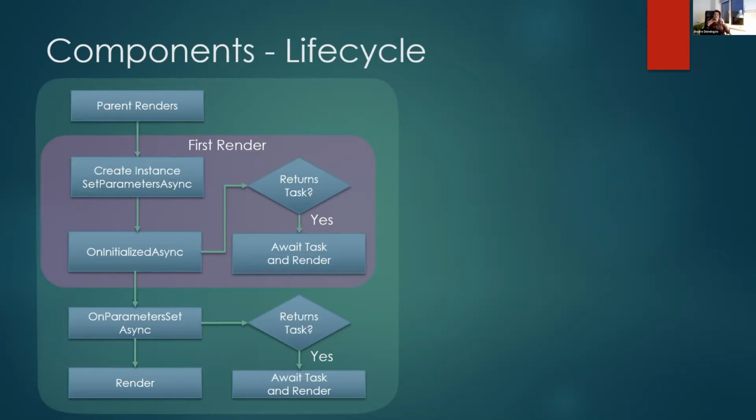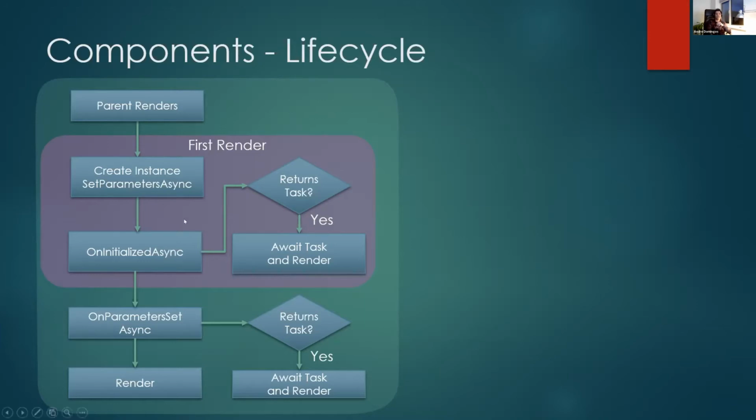So the way it works is on the initialize, if it returns a task, then it awaits the task to execute and then calls the render for the component. If nothing is returned, then it moves on to the on parameter set, I think, which has the same behavior. If a task is returned, it awaits the task and renders it. If not, it renders it. So the component can be rendered a couple of times on this life cycle.